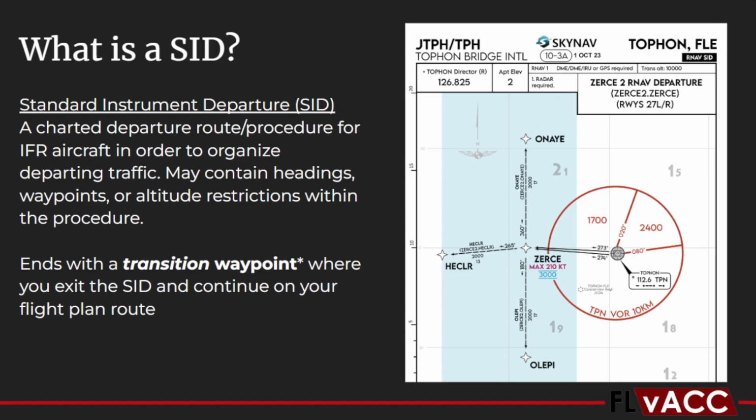For SIDs, the transition waypoint is where an aircraft exits the SID and continues on the rest of their filed route. In other words, it is where they transition from the SID to the rest of their filed route. You can also think of it simply as the last waypoint on the SID that the aircraft will fly to before continuing onwards, whichever is easier for you.